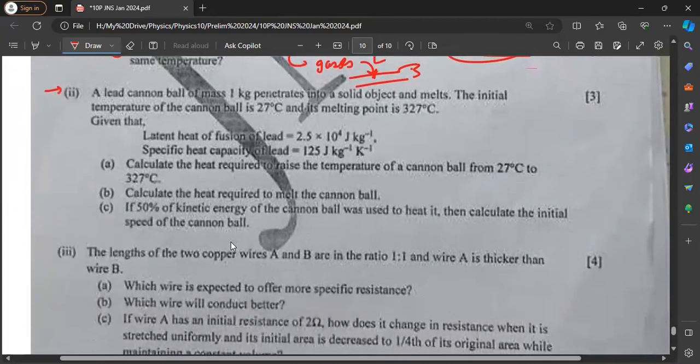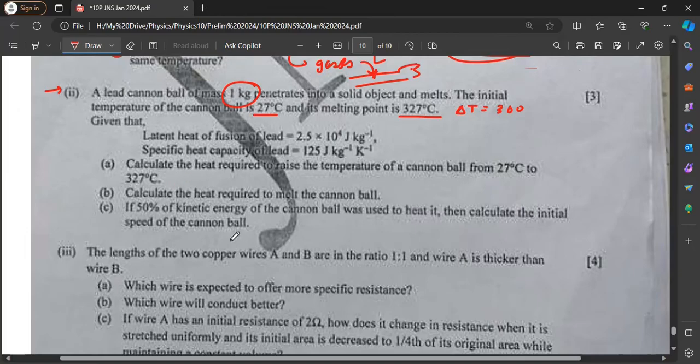Okay. Next, what you have is a lead cannonball of mass 1 kilogram that penetrates into a solid object and melts. The initial temperature of the cannonball is 27 degrees and the melting point is 327. So therefore delta T is equal to 300 and this is the mass. Latent heat is also given. Calculate the heat required to raise the temperature of the cannonball.